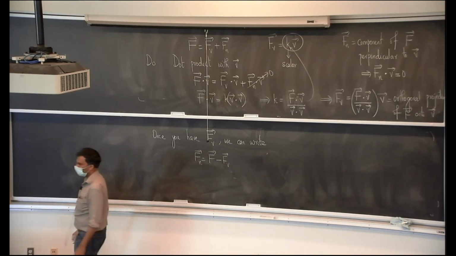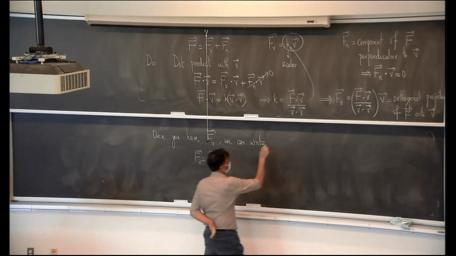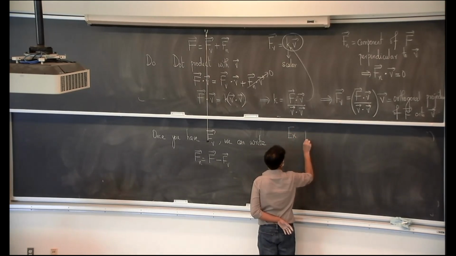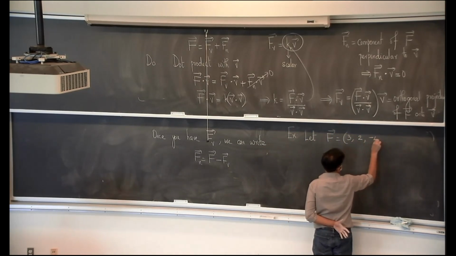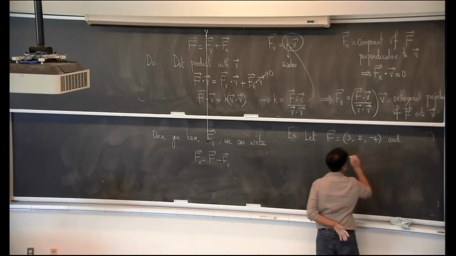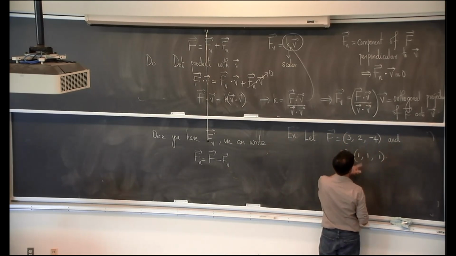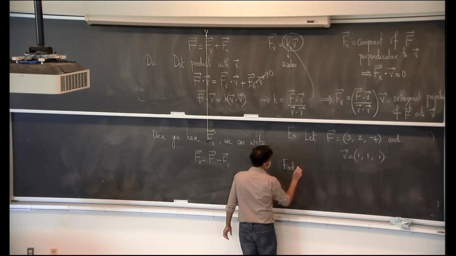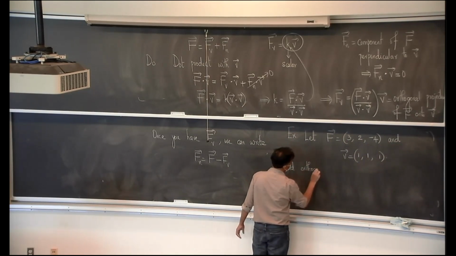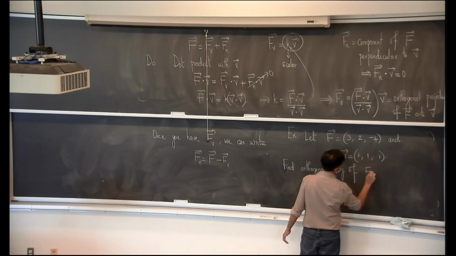Any questions from the online community? All right, so let's do a quick example. Let F equal 3, 2, -4 and V equal 1, 1, 1. Find the orthogonal projection of F onto V.